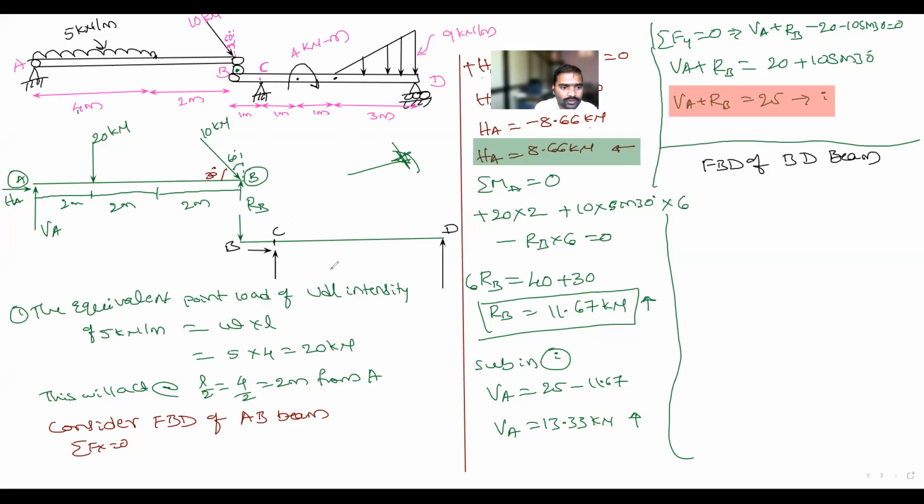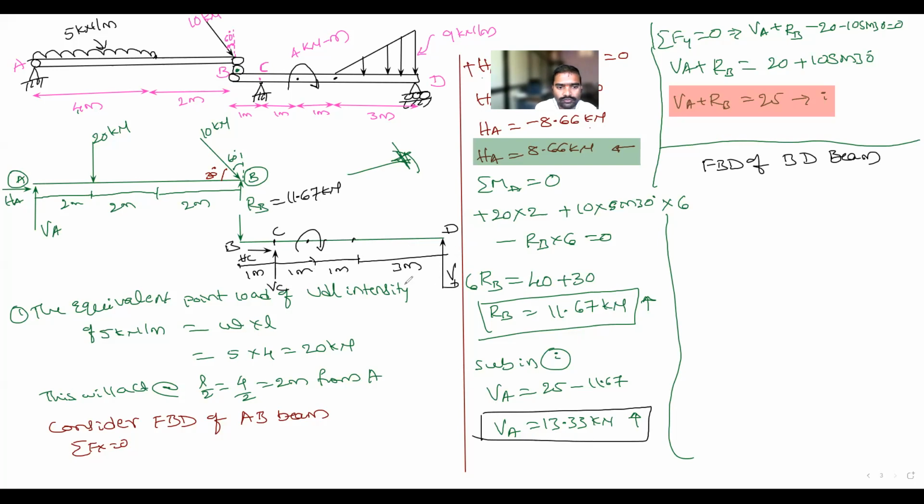So this is point D, this is C, and this is a moment point. From this point to this point, here it is 1 meter, 1 meter, and from here to here it is 3 meter. So this RB is known now. How much RB has come? That is equal to 11.67 kilonewton.